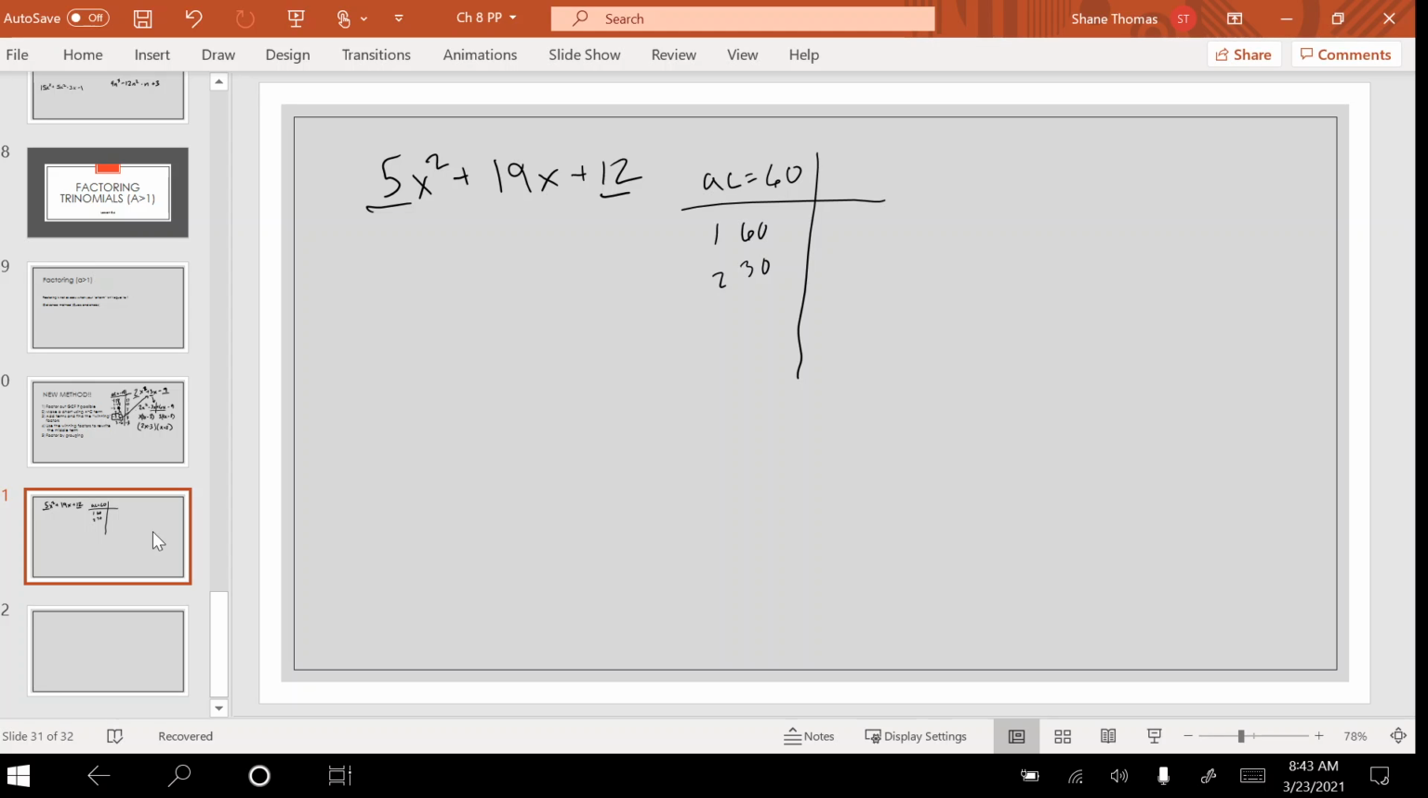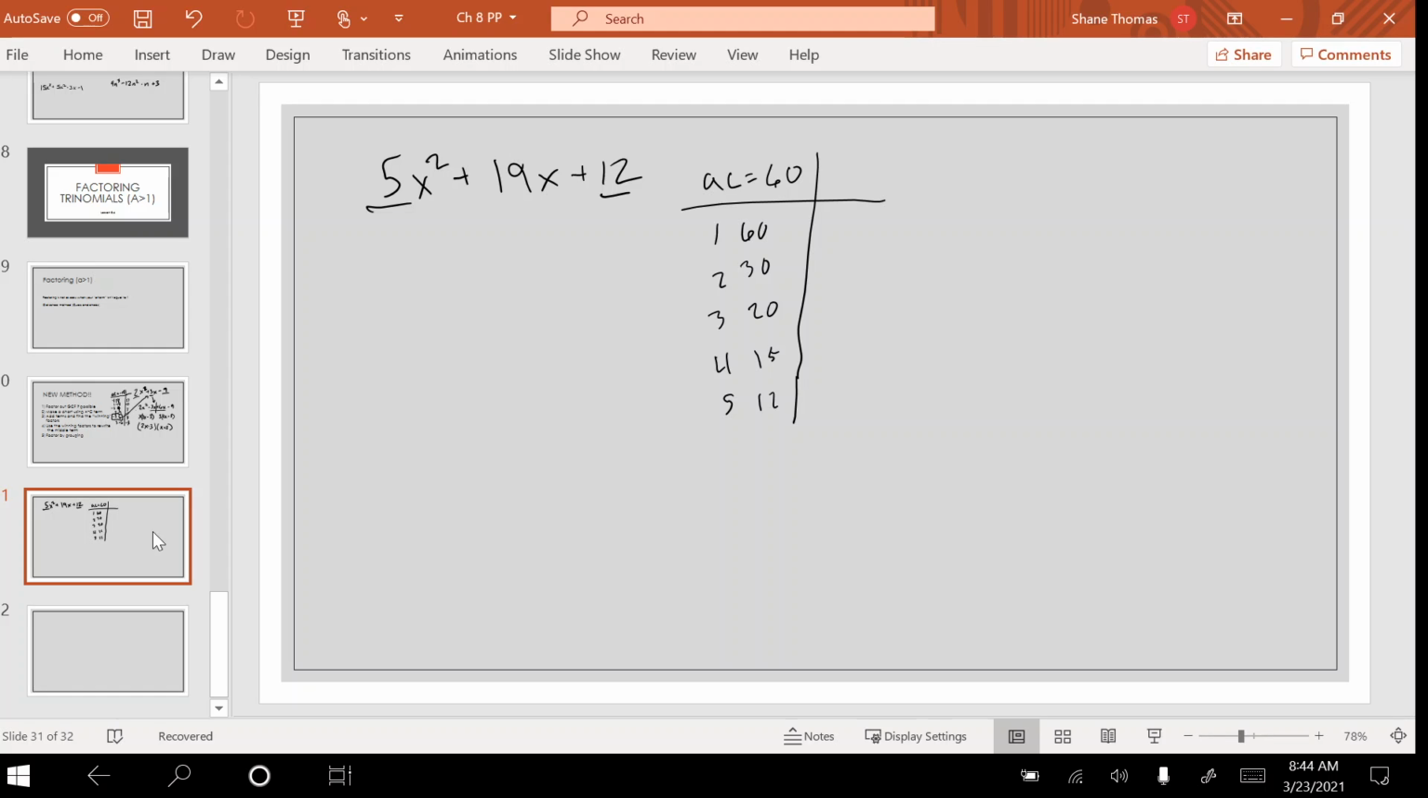2 and 30. 3 and 20. 4 and 15. 5 and 12. Let's just stop right there. Because if I think about it, what am I trying to get? 19? 5 plus 12 doesn't even equal 19, does it? Okay, I'm just kind of thinking ahead there a little bit. So I'm going to stop right there.